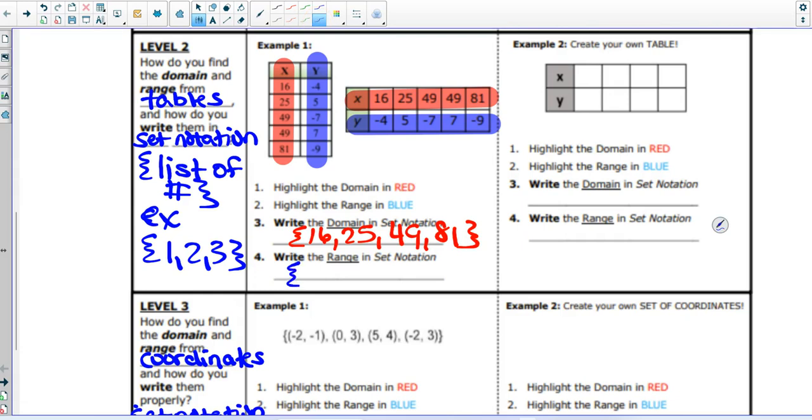This is supposed to be from least to greatest. I honestly do not care if it's written from least to greatest, just as long as you're writing the correct numbers. But I will do this correctly and write it from least to greatest. So we're going to start at -9, -7, -4, 5, 7.